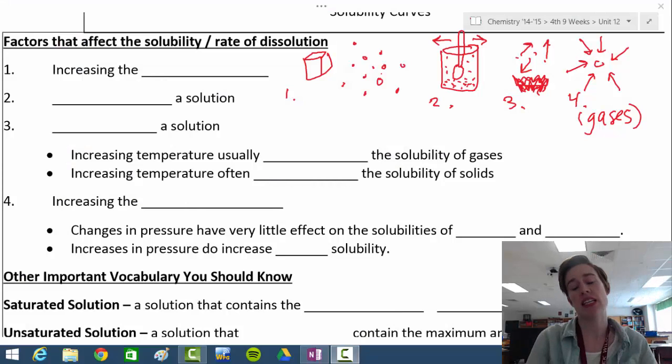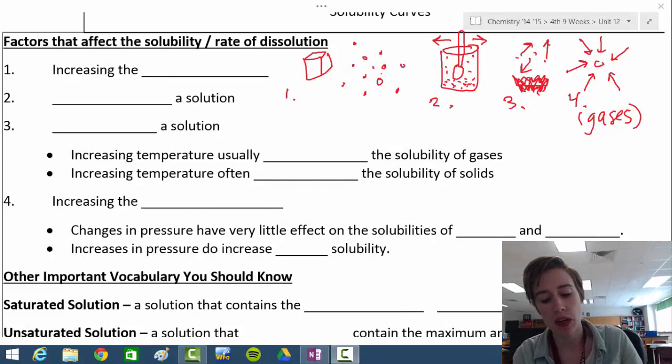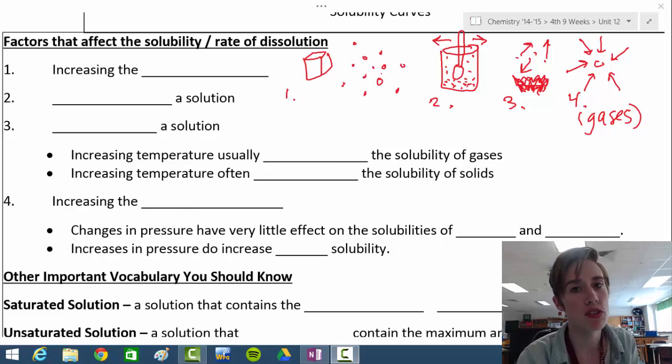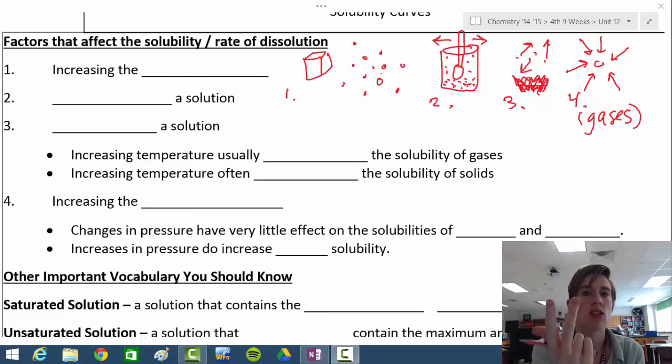Hola amigos! In today's video, in 12.3, we are going to learn about solubility, things that help things to dissolve faster. Remember, we have 3 words for dissolving, right? What are they? Dissolving is one of them, soluble or solubility is another, and then dissolution.